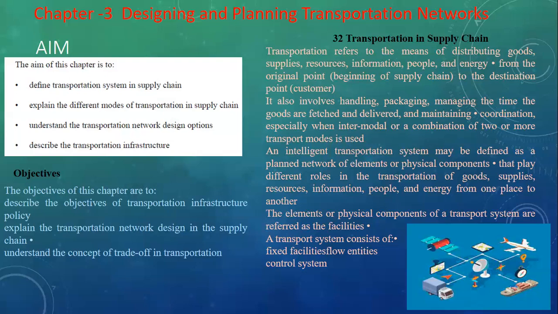There are different roles of transportation of goods. An intelligent transportation system is defined as a planned network of elements or physical components that play different roles in the transportation of goods, supply, resources, information, energy, and so on. The transport system consists of fixed facilities, entities and control system. Here the word intelligent transport is mentioned, or we can say automation of transport.